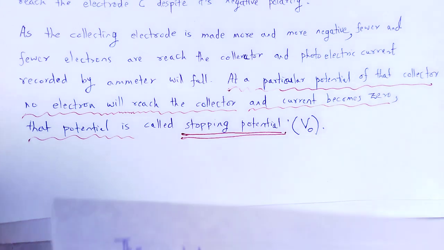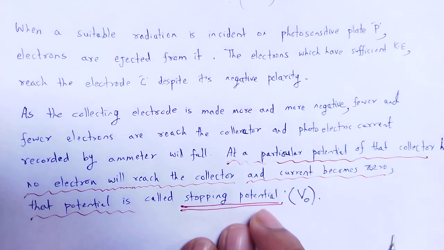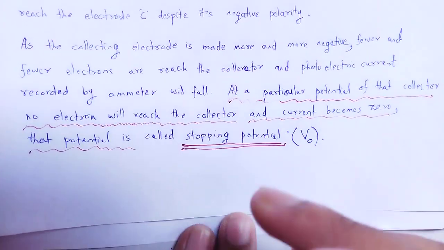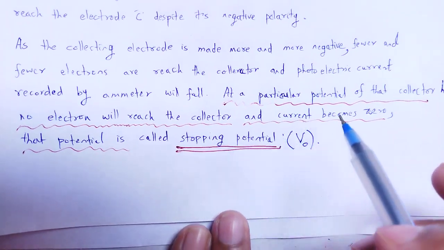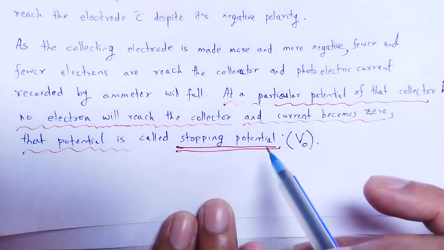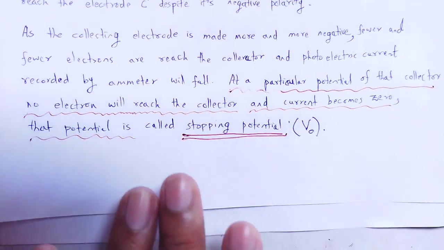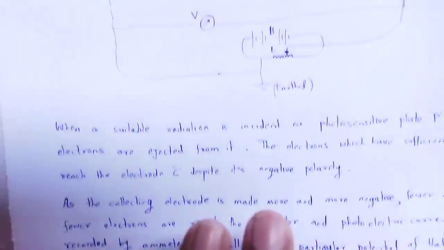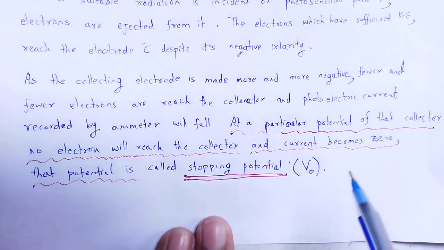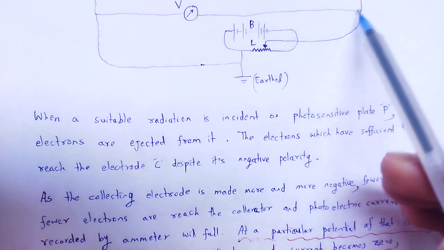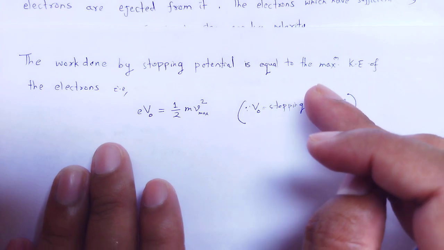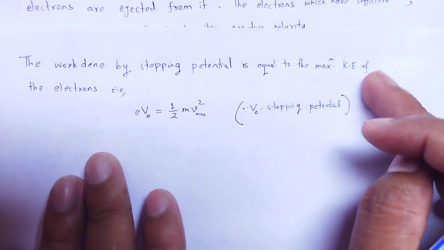So, what is stopping potential? That is the potential offered by the collector, so no electrons will reach it and no current flows in the circuit. That potential we call stopping potential. Due to the stopping potential, work is done on the electrons, and we measure that stopping potential with the voltmeter connected in the circuit. The work done by the stopping potential is equal to the maximum kinetic energy of the electron.